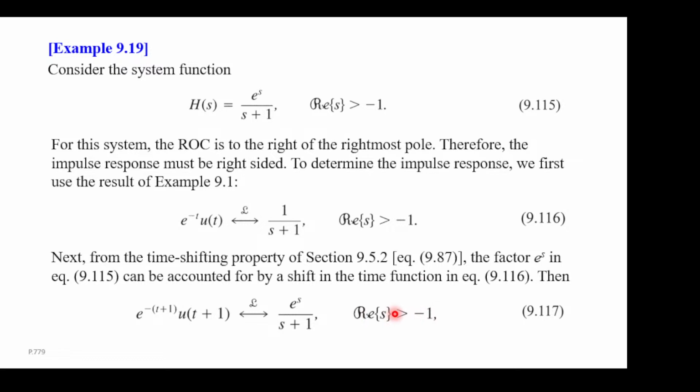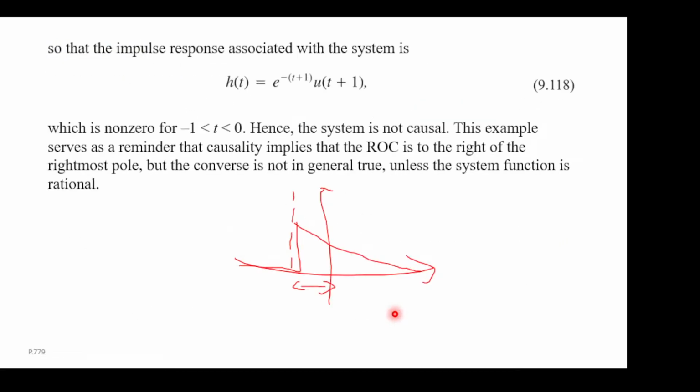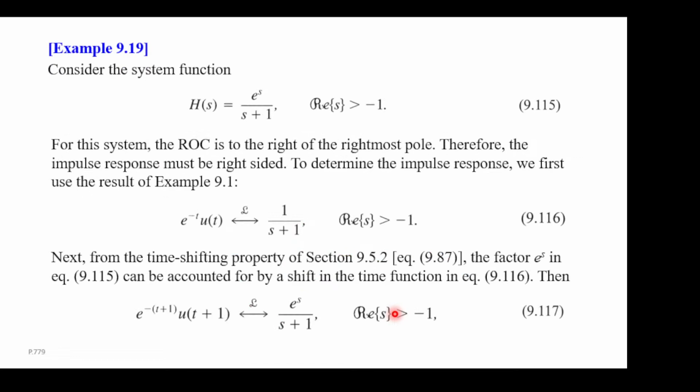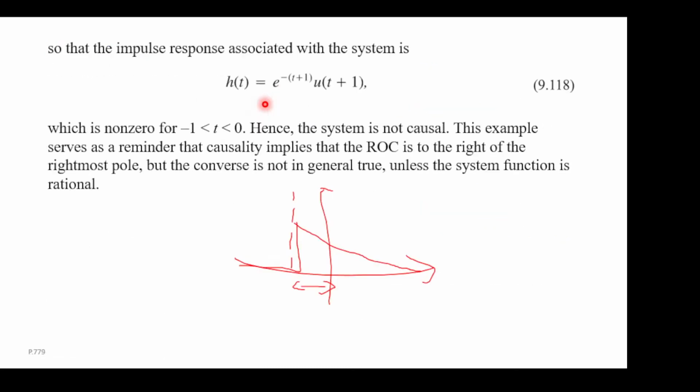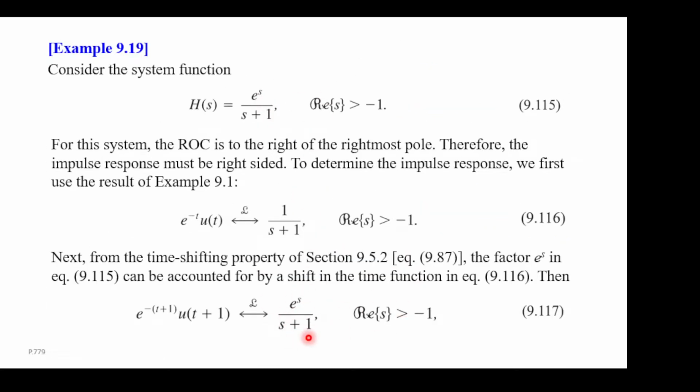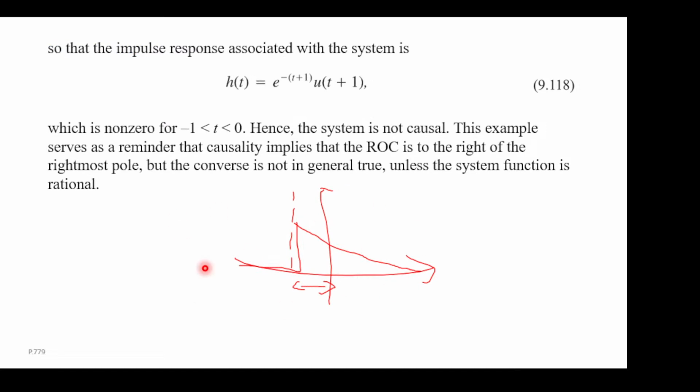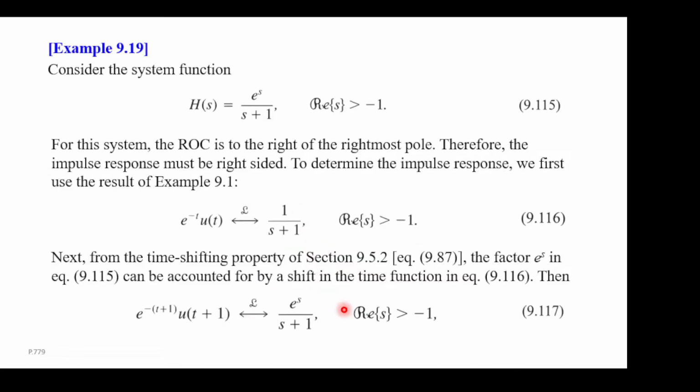So the ROC is the same because you can believe this is just you applying the time shifting property on this function. You apply the time shifting property, you get the same Laplace transform and same ROC, with just an extra e to the s. So you see the ROC is right-sided, but now your system is not causal anymore. Although your system is right-sided, it is not causal. And you see that you get this e to the s, so this is not rational, so it also doesn't break the thing we said.